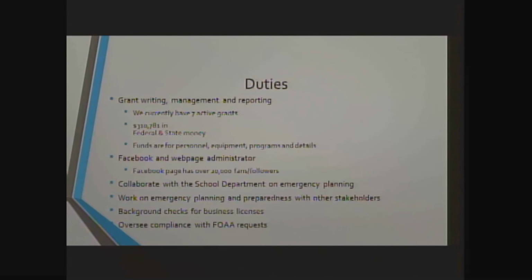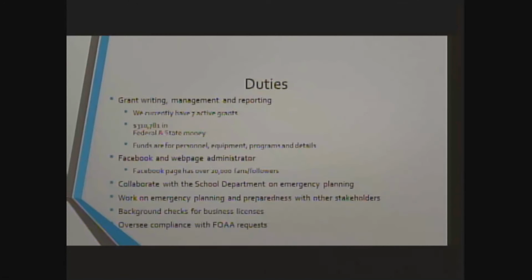I handle grant writing for the department, and along with grant writing is management and reporting of grants. If any of you have ever done grants, you know that the hardest part is actually the reporting. They keep adding more and more requirements to it. We currently have 7 active grants through the police department for a total of $310,781. That's a combination of federal and state money, and these help fund personnel, equipment, programs, and enforcement details.